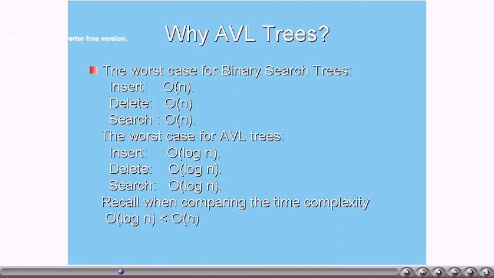In a nutshell, the following comparison will help us to know more about the AVL tree in comparison with the binary search tree. In a binary search tree, insertion, deletion, and search require order of n in the worst case. Whereas in the case of an AVL tree, all of them require order of log n in the worst case. And we already know that order of log n is much smaller than order of n. Thus, the AVL tree's performance will be good even in the worst case.